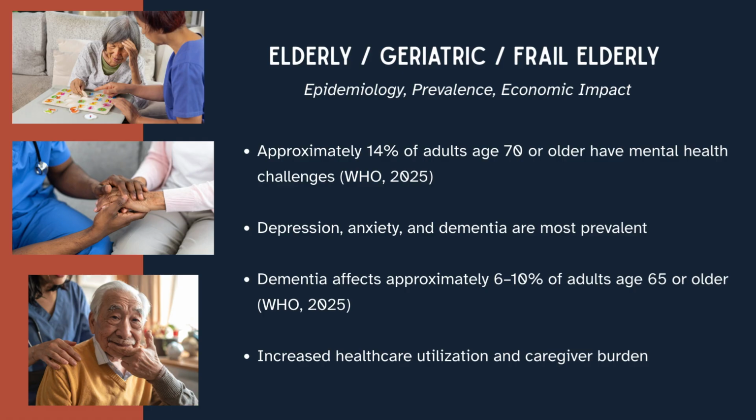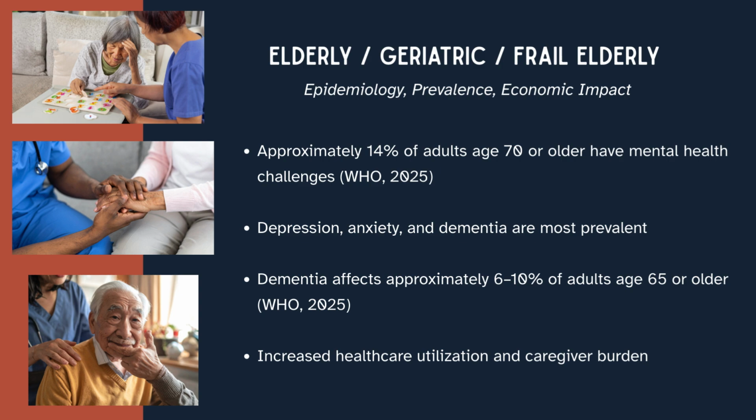The first population we'll be covering today is the elderly and geriatric population. About 14% of adults over 70 experience a mental health condition. Depression, anxiety, and dementia are the most common. Dementia alone affects roughly 6 to 10% of adults over 65. In older adults, mental illness often shows up differently. Symptoms may look like fatigue, poor appetite, memory issues, or withdrawal, and it's easy to connect those symptoms to the aging process itself.